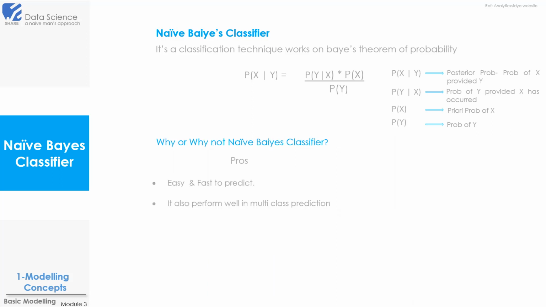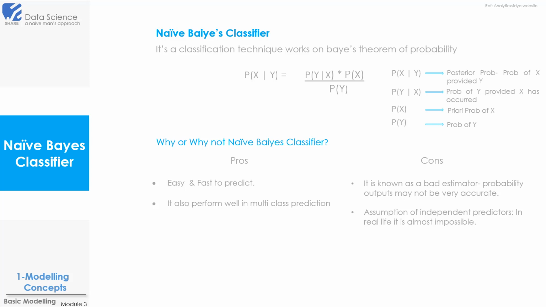Now there are few pros and cons of naive Bayes classification technique over other classification techniques. So you see we could have used logistic regression or any other technique as well. So the question is, why do we need this? Well, the answer is it is simple, easy and fast to predict compared to other techniques. And it also performs well in multi-class prediction. So these are the main two advantages of this technique.